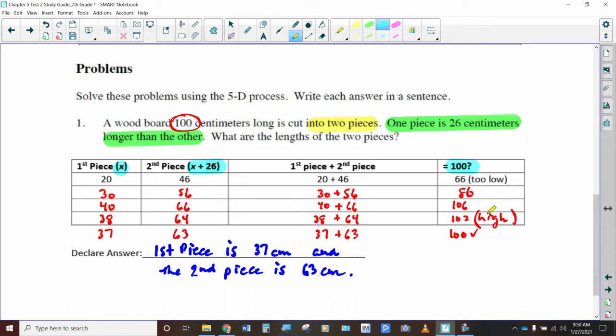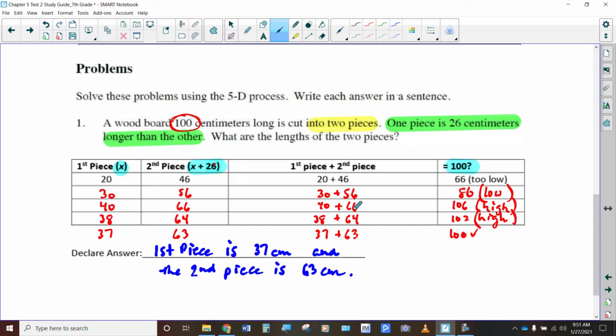I should have written that for both of them. I'll go ahead and do that right now. This is also too high, and this was also too low. Whether or not you write those in there really doesn't make that much difference, just so that you make a mental note of whether it's too high or too low.